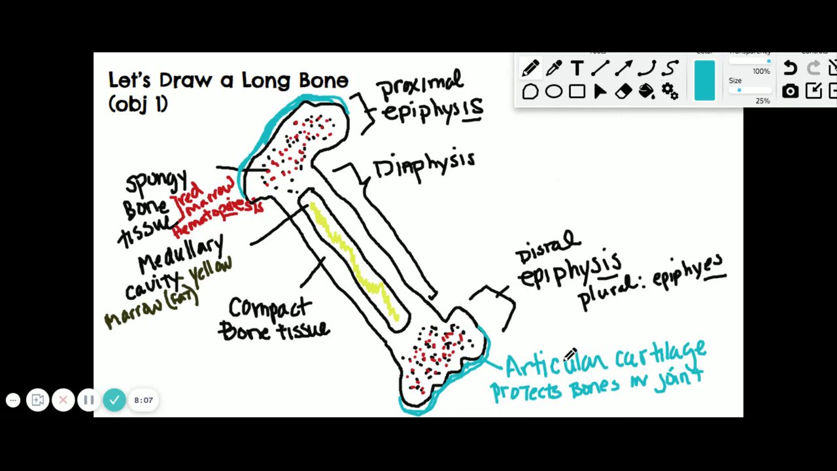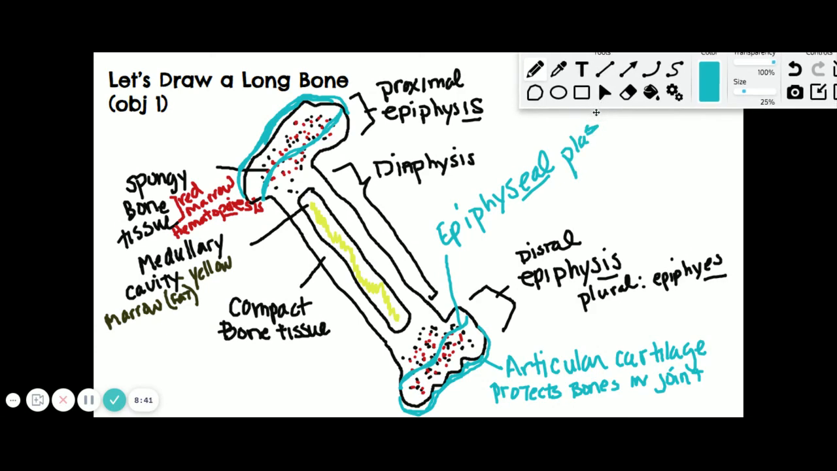Okay. Now, made of the same stuff as this articular cartilage is a band of cartilage that may or may not be present through the middle of the epiphyses, and this is the epiphyseal plates. So if you're growing, you'll have an epiphyseal plate because that is your growth plate. So it gets its name from the epiphysis. Same spelling, but then we have an EAL ending, which we know means pertaining to, and plate as in growth plate.